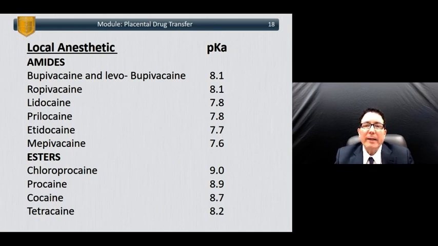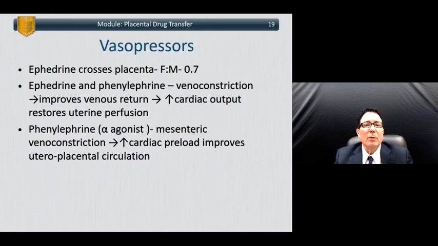What about vasopressors? We know that historically ephedrine has always been preferred over phenylephrine until recently. Ephedrine crosses the placenta with a fetal-maternal ratio of 0.7. Both ephedrine and phenylephrine cause venoconstriction, which improves venous return and increases cardiac output, restoring uterine perfusion. Remember, the most important thing is maintenance of uterine perfusion.